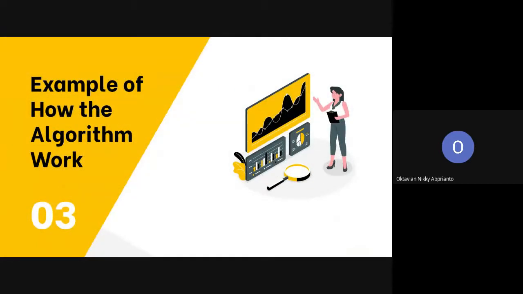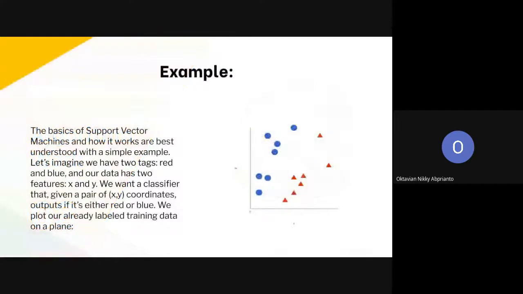The next one is example of how the algorithm works. The basics of support vector machine and how it works are best understood with a simple example. Let's imagine we have two tags, red and blue, and our data has two features, x and y. We want a classifier that, given a pair of x, y coordinates, outputs if it's either red or blue. We plot our already labeled training data on a plane.